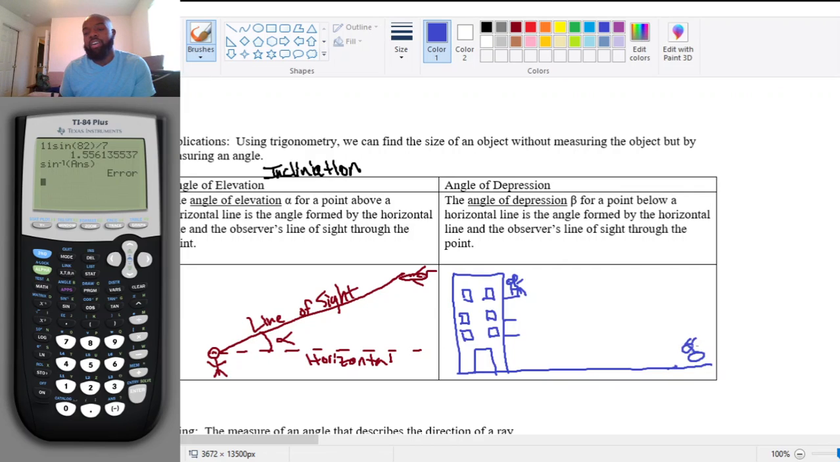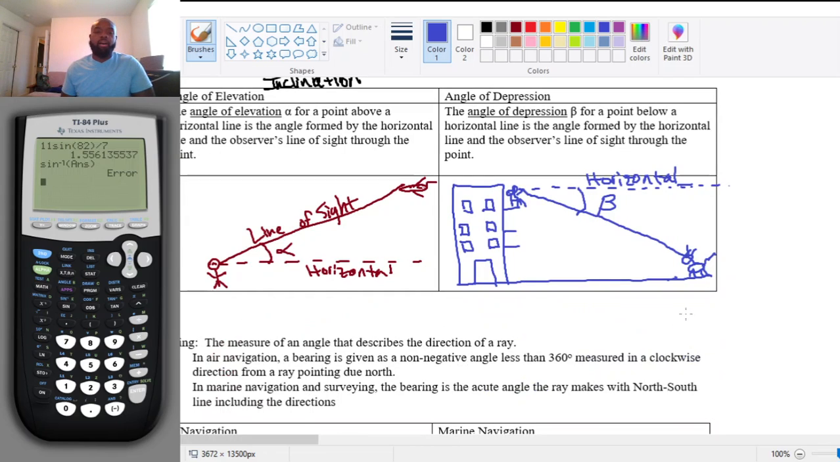Okay, I don't know how to draw a dog. Or some animal, right? So from your eyesight, there's the horizontal. And if you're looking down at the dog, then this is your line of sight. And your angle of depression, beta, is the angle made between the horizontal and your line of sight. All right, so this is your angle beta. So these are two applications that we may use in order to help us solve problems.